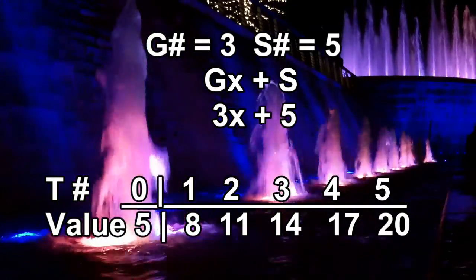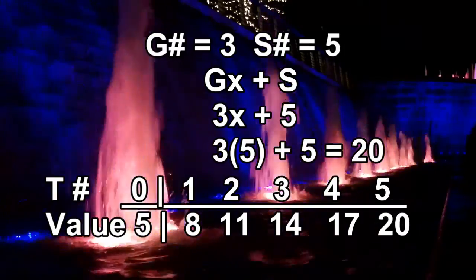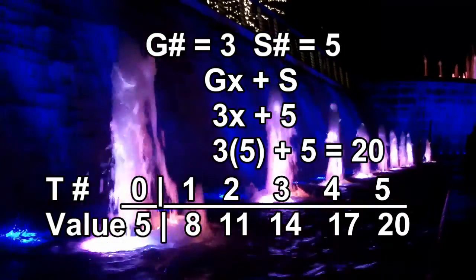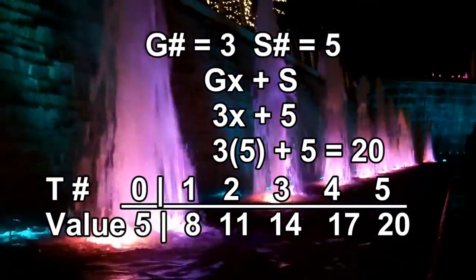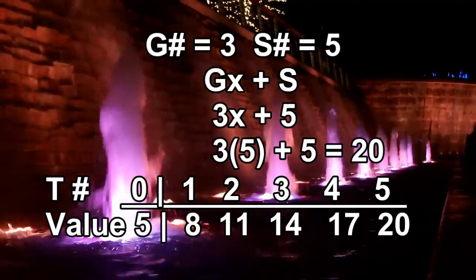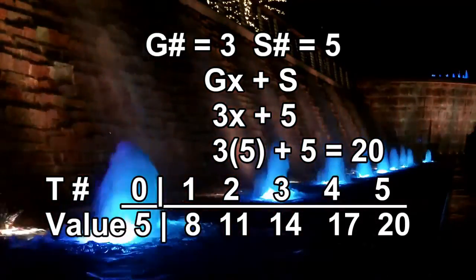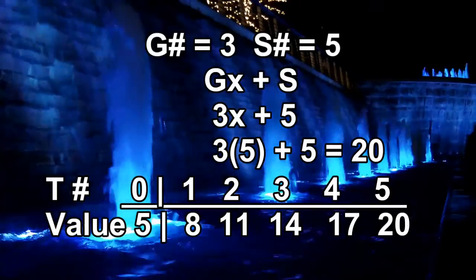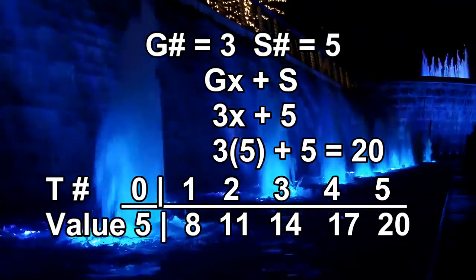Now let's check our answer. If we replace x with 5, we should get a value of 20. 3 times 5 plus 5 is indeed 20. So 3x plus 5 is the algebraic expression that would generate our table of values.